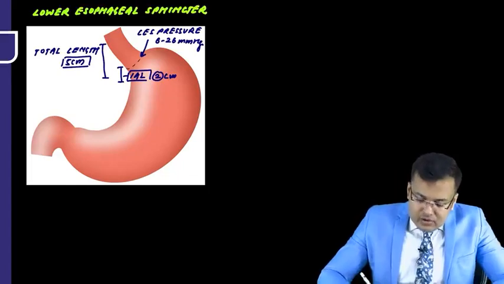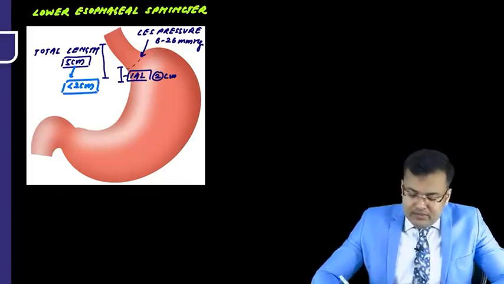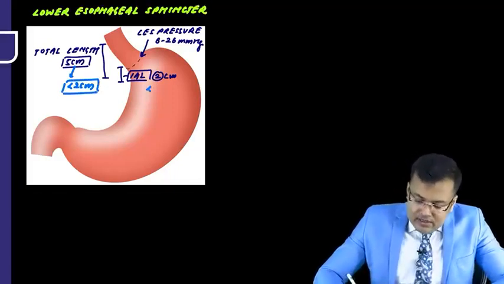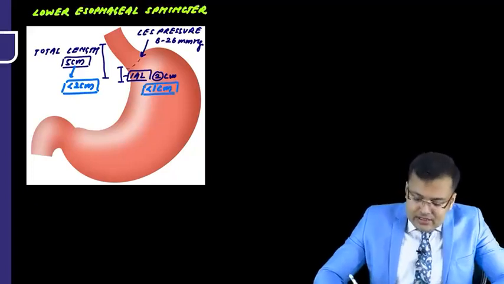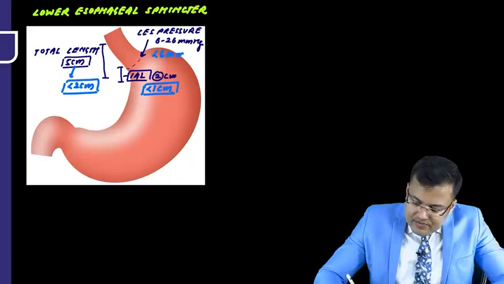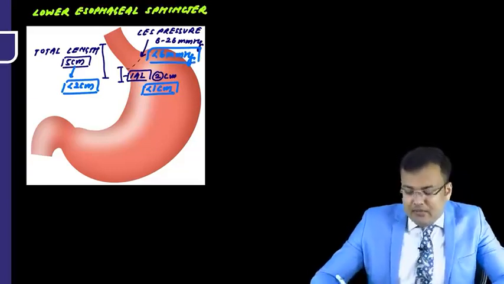Whenever the total length is less than 2 centimeter, intra-abdominal length is less than 1 centimeter, and LES pressure is less than 6 mmHg. This is the definition of incompetent LES.